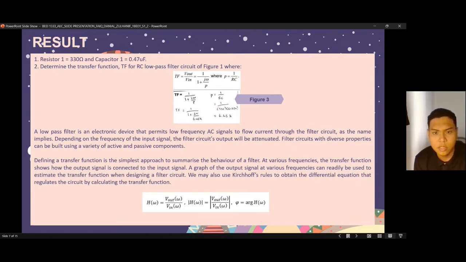A graph of the output signal at various frequencies can readily be used to estimate the transfer function when designing a filter circuit. We may also use Kirchhoff's rule to obtain the differential equation that regulates the circuit by calculating the transfer function. The figure below is the derivation to find the transfer function.